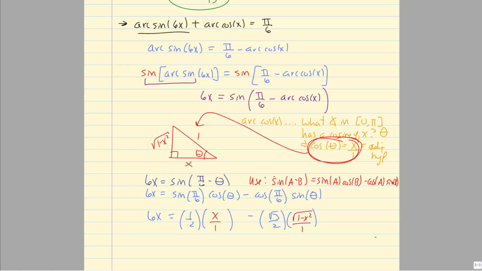Okay, so let's see what this simplifies to. So I have 6x equals x over 2 minus the square root of 3 times the square root of 1 minus x squared, all over 2. Now just to make this a little bit easier, I'm going to multiply both sides through by 2 to clear those fractions.